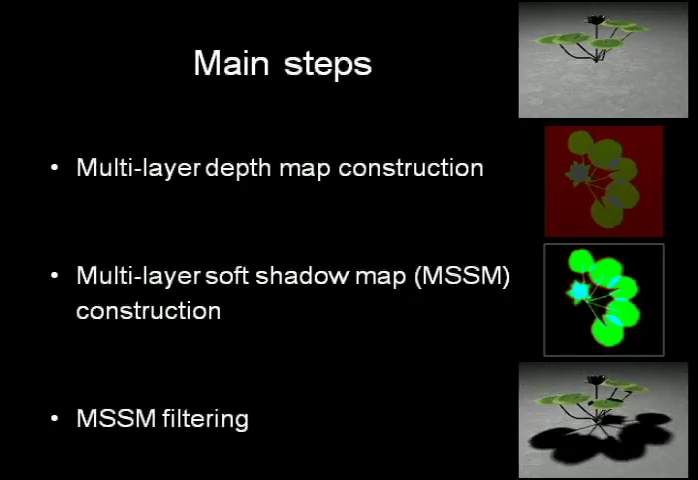When the scene is rendered from the camera's viewpoint, the occlusion degree of a scene point is computed by filtering the multi-layer soft shadow map.